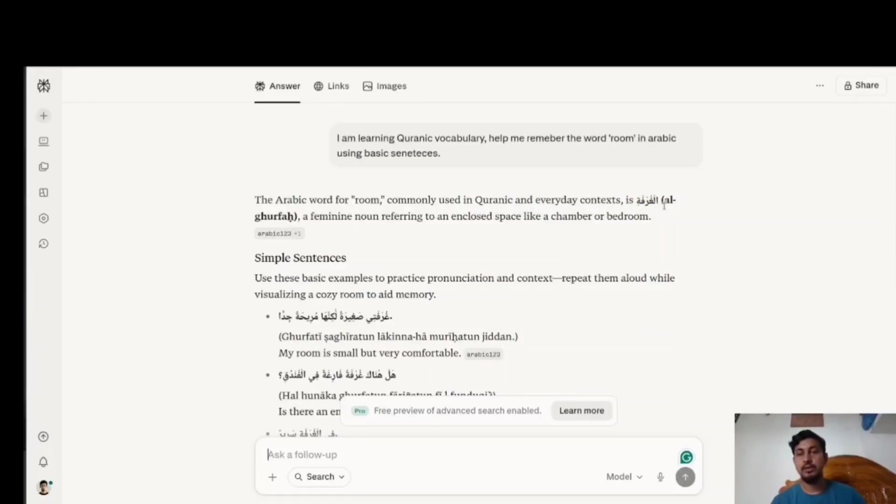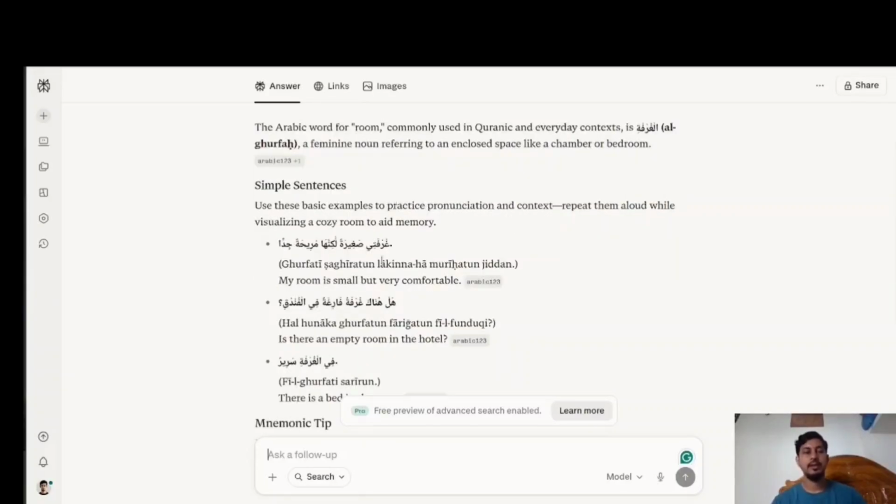Zoom it a bit. The Arabic word for room commonly used in Quranic and everyday context. So al-ghurfati or al-ghurfa, feminine noun referring to an enclosed space like a chamber or bedroom. Okay, the sentence is ghurfati sagiratun lakinna murihatun jiddan. My room is small but very comfortable.